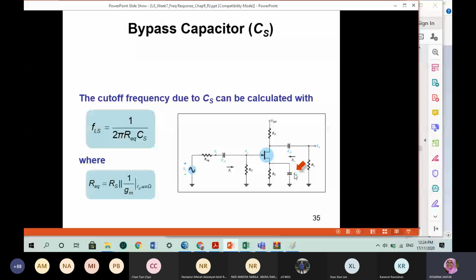And lastly, you need to also calculate the cutoff frequency due to this bypass capacitor CS. So you will have the equation FLS equals 1 over 2 pi R times CS, where R equivalent is the RS here, in parallel with this internal resistance from the field effect transistor, which is 1 over gm, at which rd is infinite. And gm is normally given.